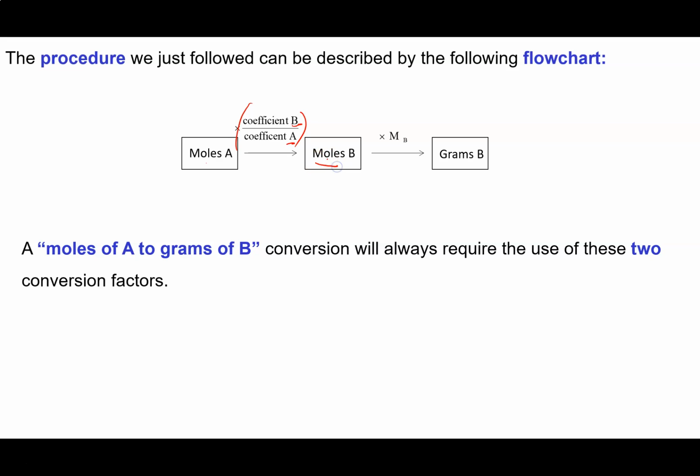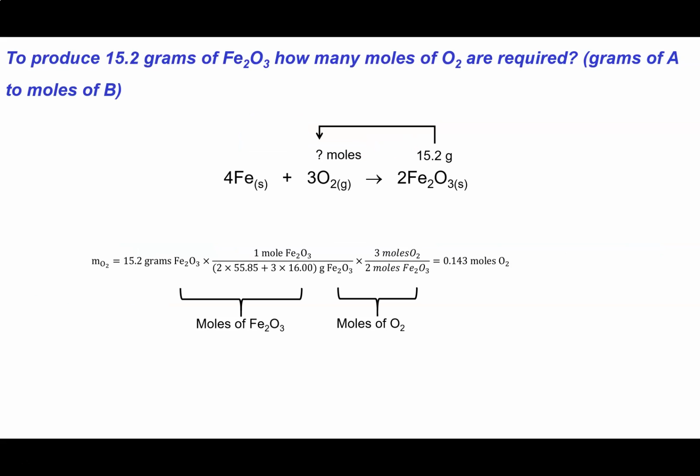Once I've got my moles of substance B, I multiply by its molar mass, and that gives me the grams of that substance. So these are really easy to do. You can sort of recognize the type of problem and multiply by these 2 conversion factors. It's always done the same way. Multiply by the appropriate mole ratio and then multiply by the appropriate molar mass.